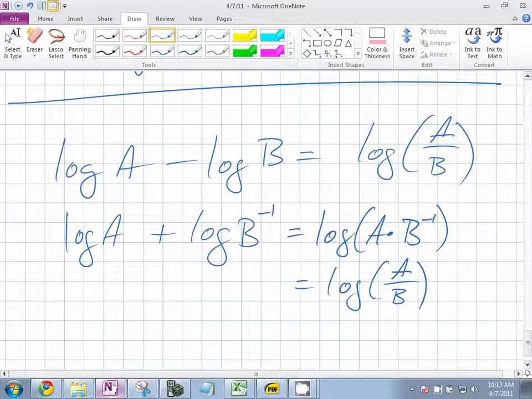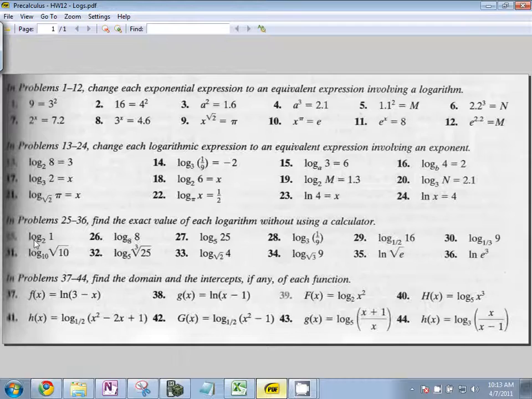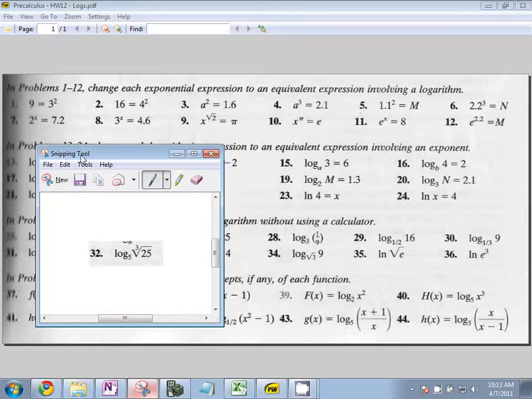Okay, let's go back to the PDF here. Any other ones on 25 through 36? Any other ones? 34? Sure. So on 34.